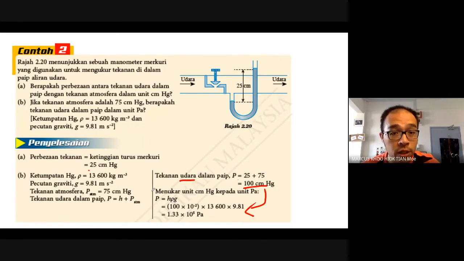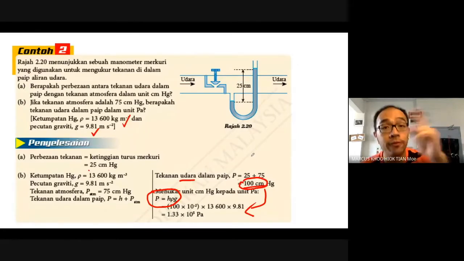For the Pascal conversion, we use the first formula that we used just now, which is P equals H rho g, or rho Hg. So you use the density of mercury and then the gravitational acceleration, which is 9.81. But don't forget to change the centimeter Hg to meters. This is the important thing that we always tend to forget. So when you convert from centimeter mercury to Pascal, make sure you have converted the centimeter to meter before you substitute it, which is why they're working over here.